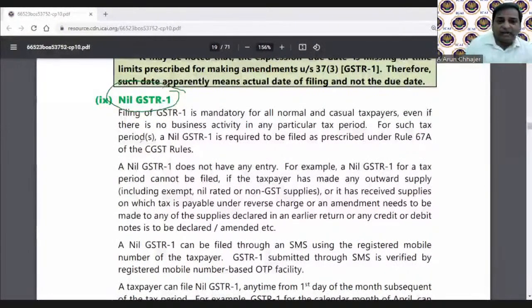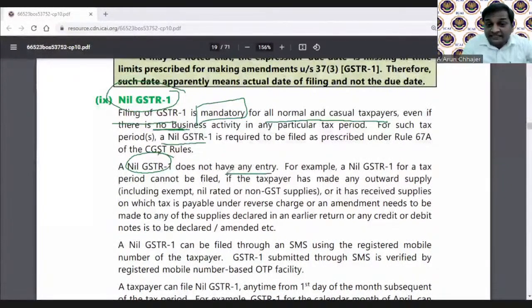Nil GSTR1 or any document, in some time you will see the nil GSTR3B, nil GSTR4, any nil GST return. Filing of the GSTR1 is mandatory for all categories of taxpayer. Even if there is no transaction, no business activity in a particular period, for such tax period, nil GSTR1 is required to be filed. Nil GSTR1 does not have any entry.